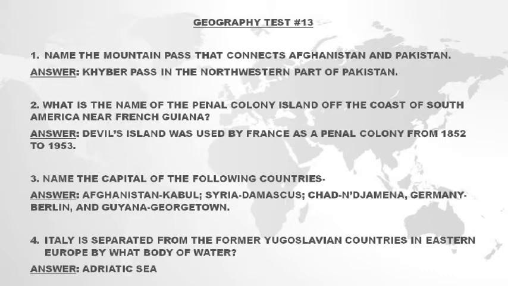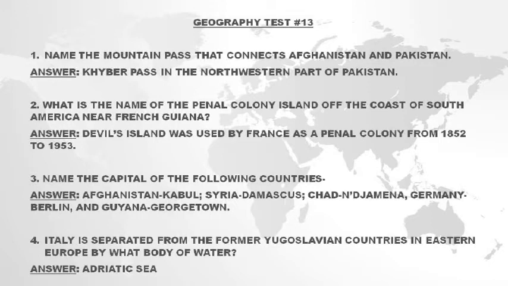Question 3. Name the capital of the following countries. The answer is Afghanistan, it's Kabul. The capital of Syria is Damascus. The capital of Chad is N'Djamena. The capital of Germany is Berlin. And the capital of Guyana is Georgetown.